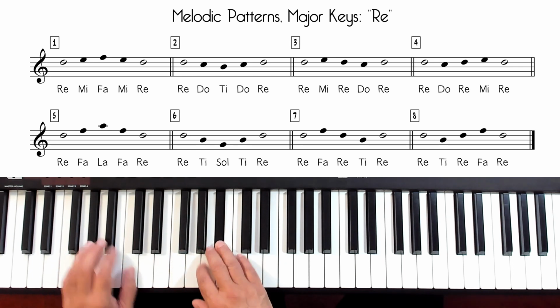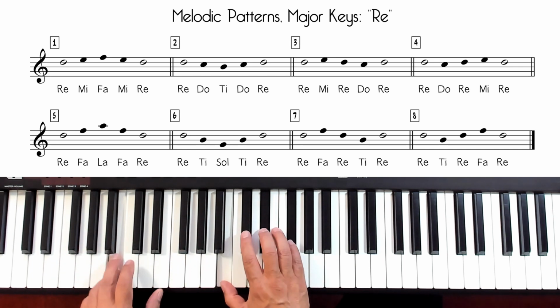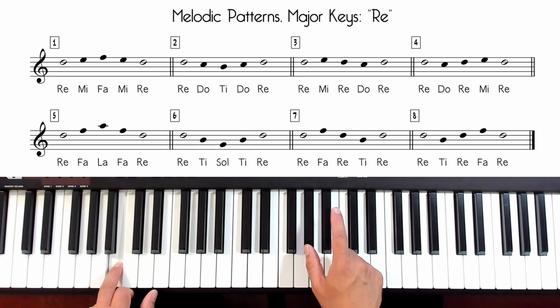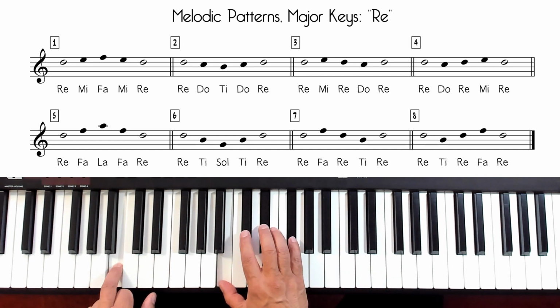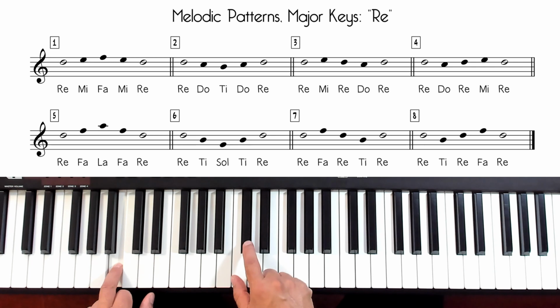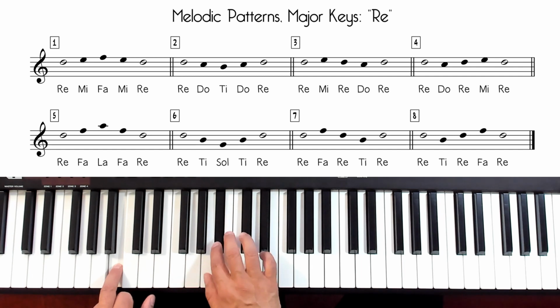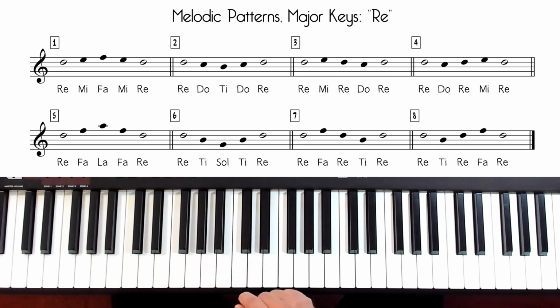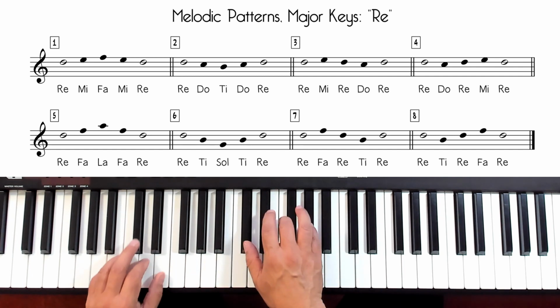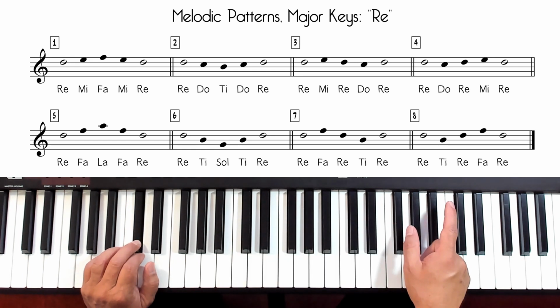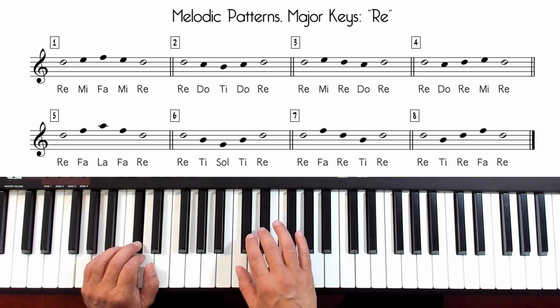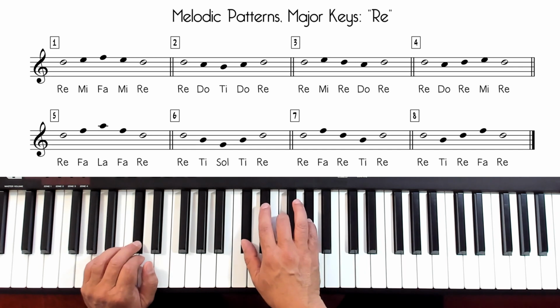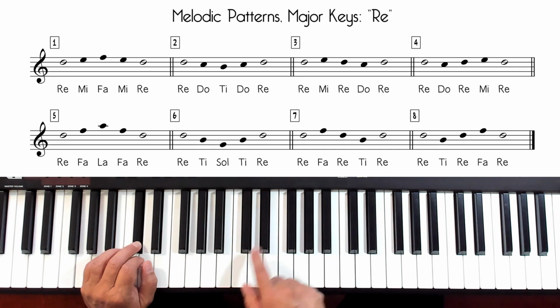And let's move on to the key of B. And we're gonna sing number 7. Re, fa, re, ti, re. Checking. And let's go to D flat. We're gonna sing number 8. Re, ti, re, fa, re. Checking.